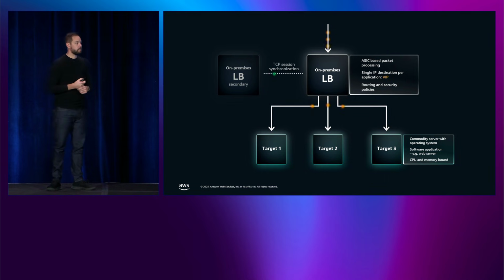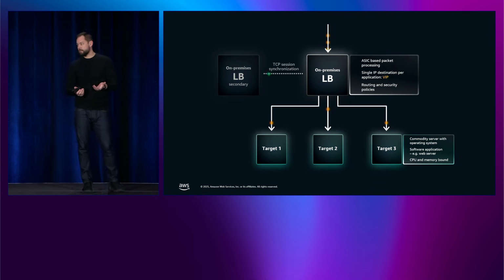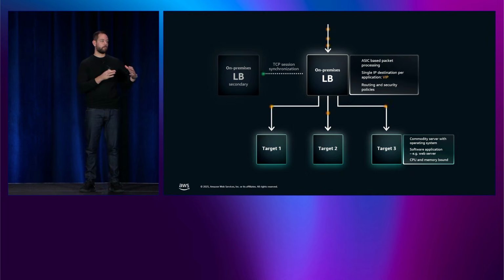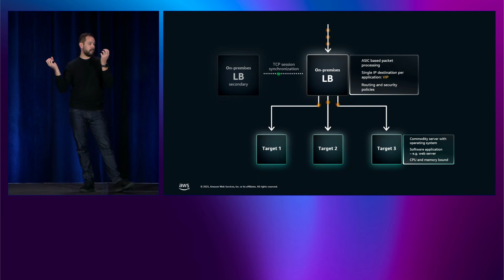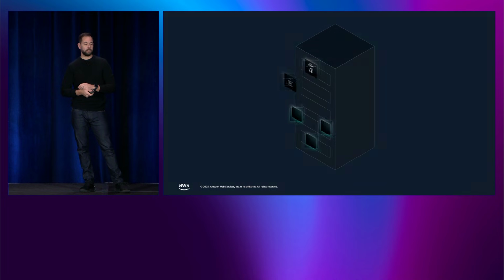Typically, redundancy is done doing things like TCP session synchronization across multiple physical devices. And so what we've got here is an active standby pair where we're sharing the TCP session data from an on-premises physical single box to a secondary box, so that if that physical first box fails, the second can immediately take up the load and send traffic to those same targets, which hopefully are still online. Again, all physical stuff in physical data centers.